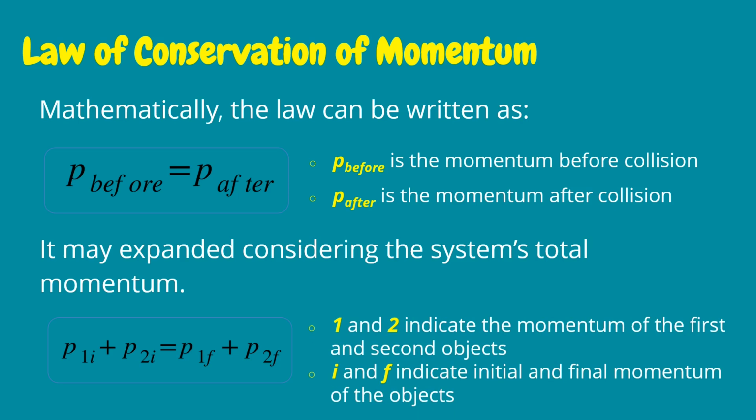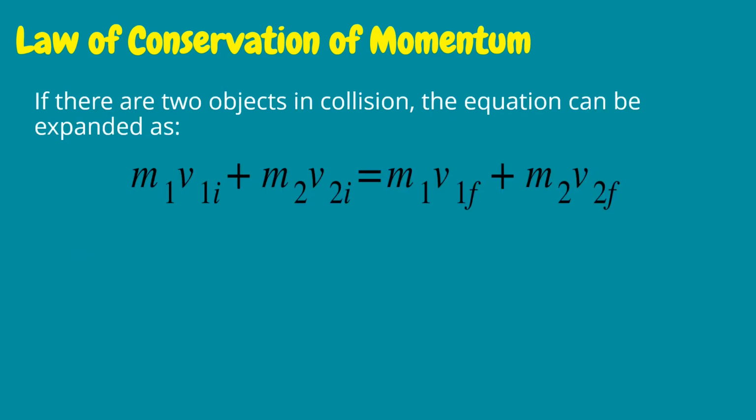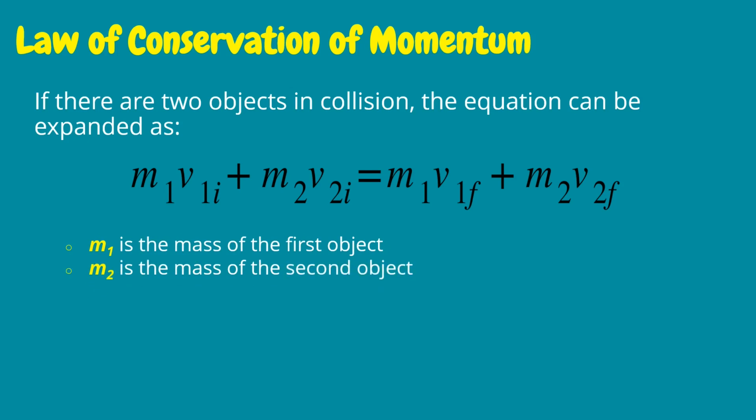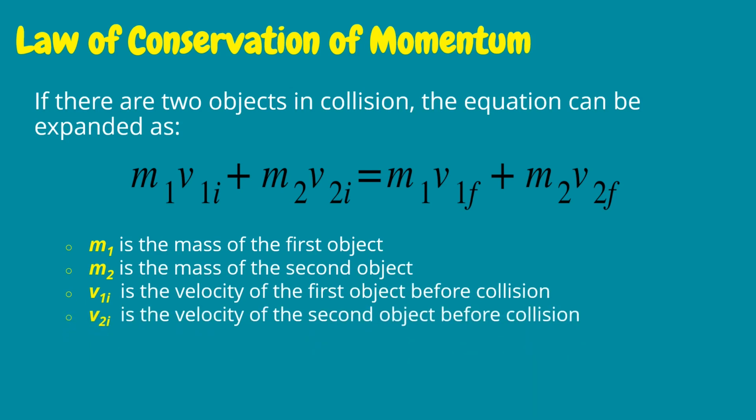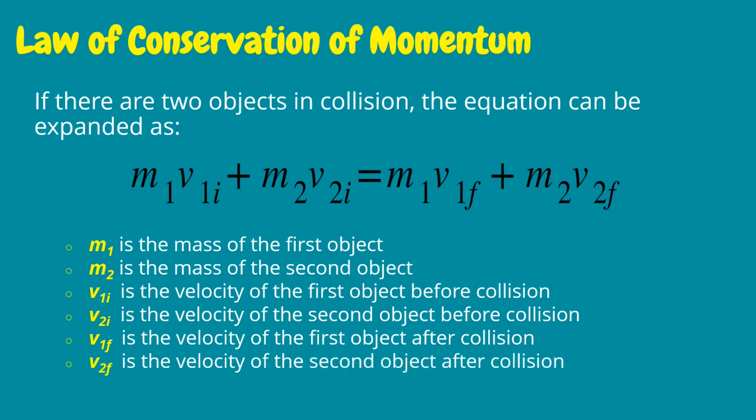1 and 2 indicate the momentum of the first and second objects, while i and f indicate the initial and final momentum of the objects. But if there are two objects in collision, the equation can be expanded as m1v1i plus m2v2i is equal to m1v1f plus m2v2f, where m sub 1 is the mass of the first object, m sub 2 is the mass of the second object, v1i is the velocity of the first object before collision, v2i is the velocity of the second object before collision, v1f is the velocity of the first object after collision, and v2f is the velocity of the second object after collision.